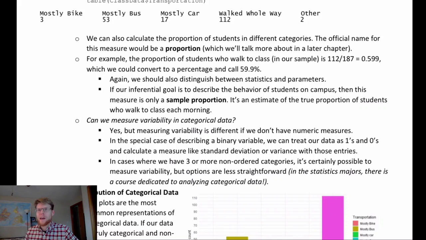Then I would assume that the true parameter is probably relatively close to this sample proportion, that I'm probably off by a couple percentage points. I could calculate something called the margin of error and find out how much error I should expect here. But the short story is there exists a parameter. I don't know what it is, but hopefully my sample proportion is a reasonable estimate of that parameter.